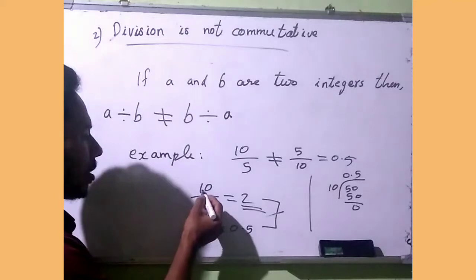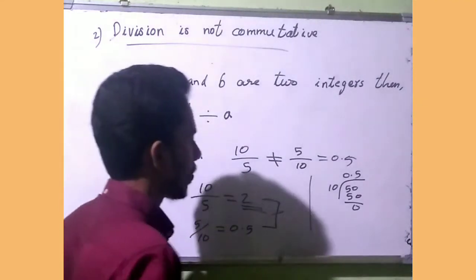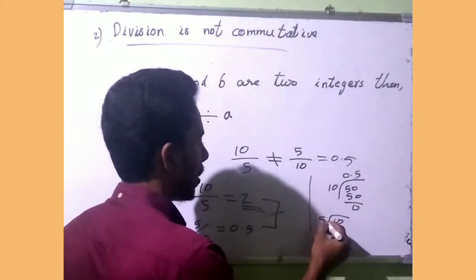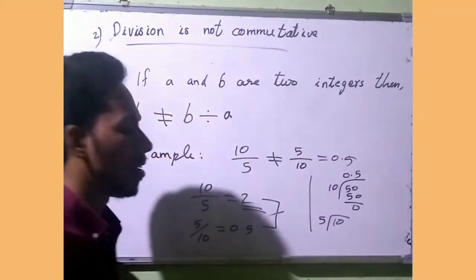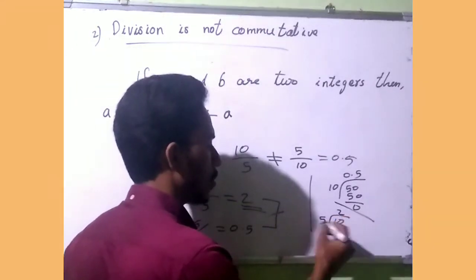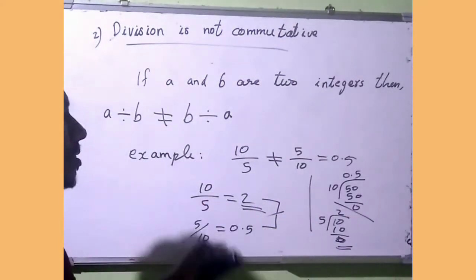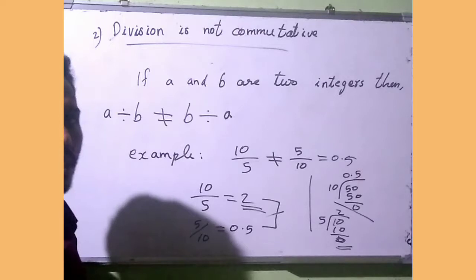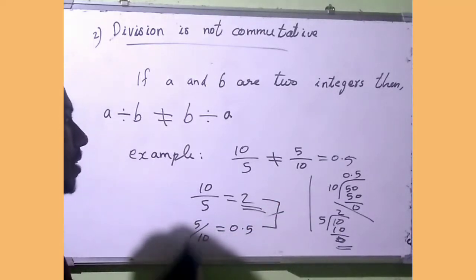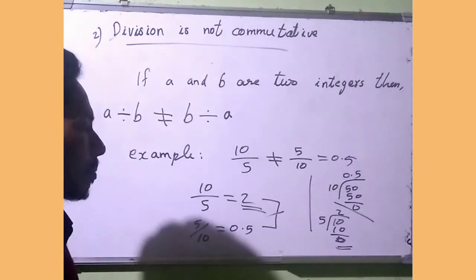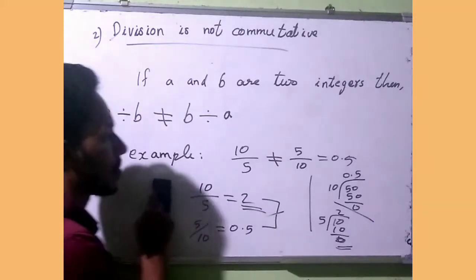How do you get 10 by 5 as 2? Just do it. 10 divided by 5. How many 5s are there in 10? 2. So 2 times 5 equals 10. There is a method of division. Just remember the complete division, and we will do another example. Just write this.